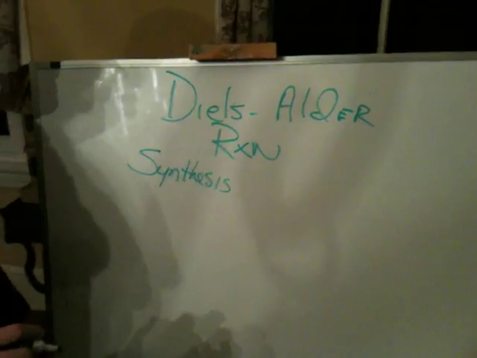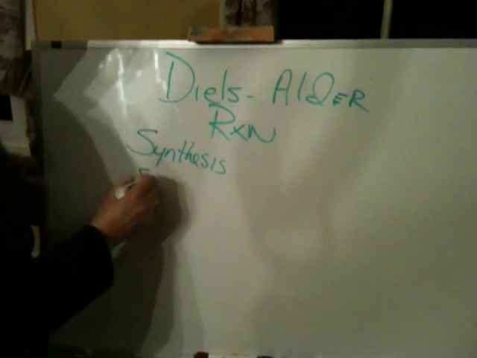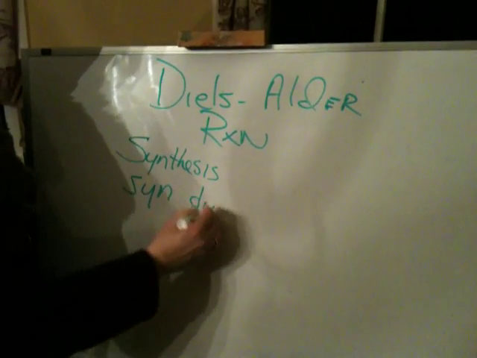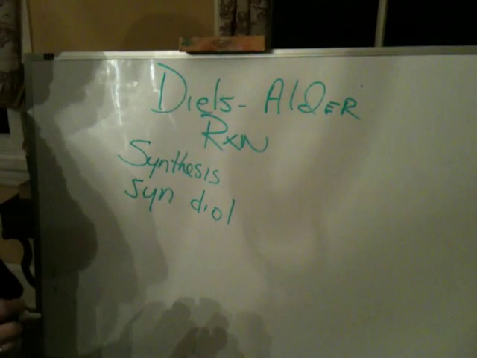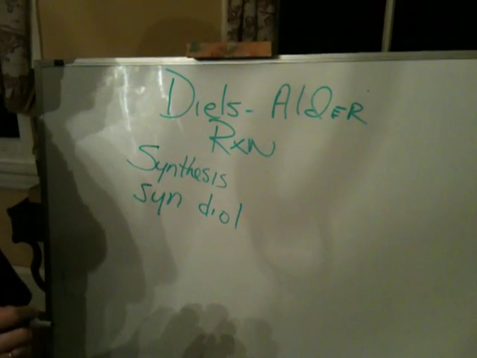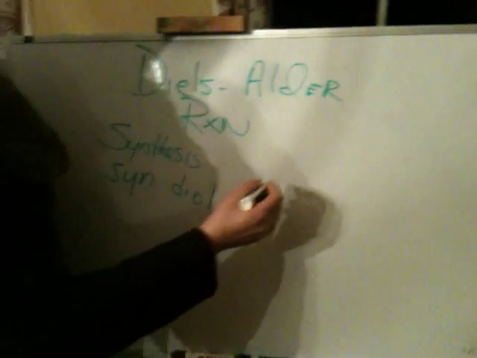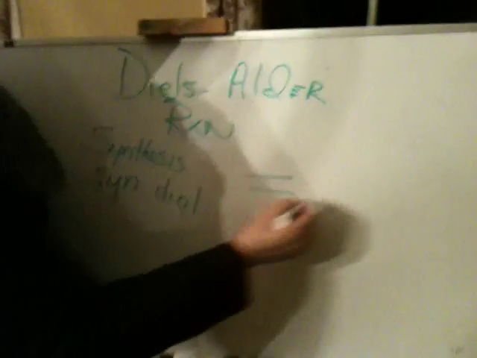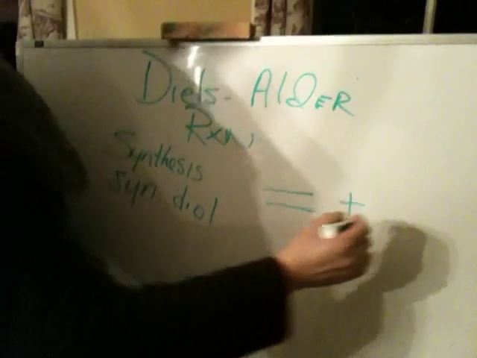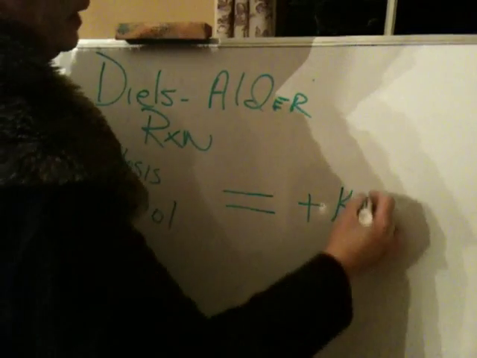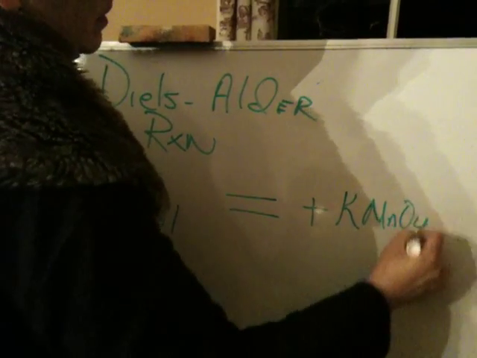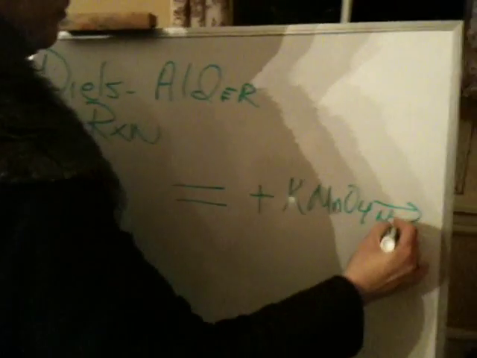If you want to make a syn diol, I mentioned this very briefly and I said you are responsible for learning it. Okay, it's in the textbook. What you do is you take an alkene and you add potassium permanganate, and this would be in water.